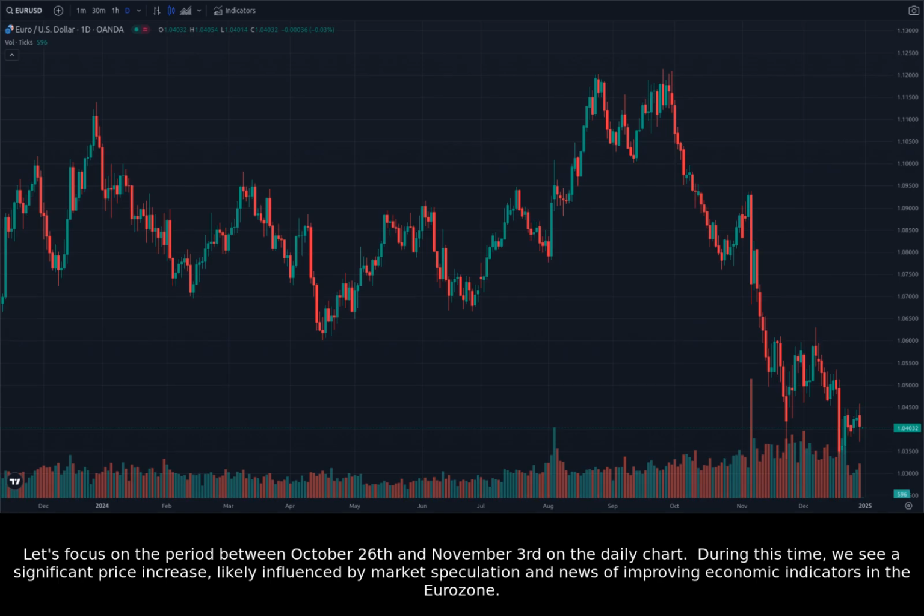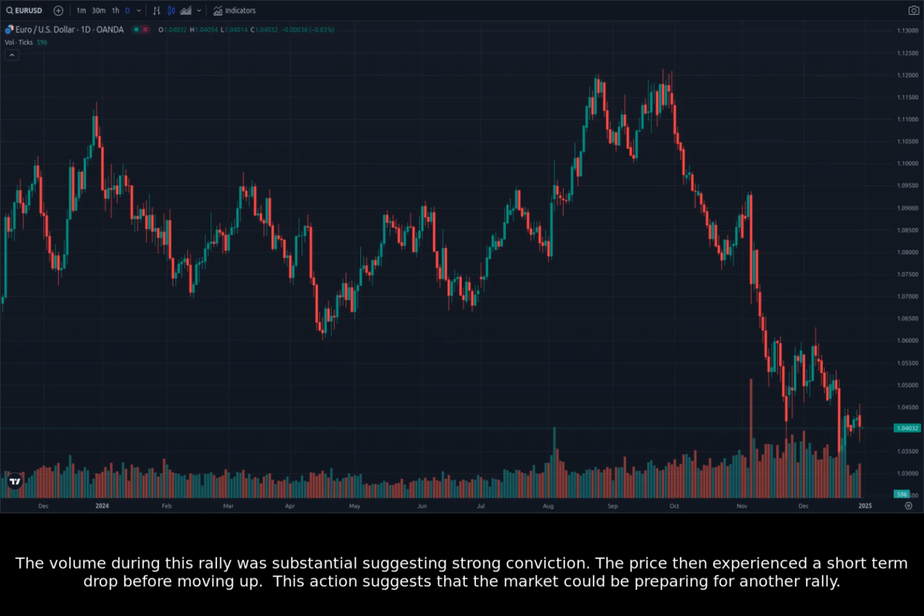During this time, we see a significant price increase, likely influenced by market speculation and news of improving economic indicators in the Eurozone. The volume during this rally was substantial, suggesting strong conviction. The price then experienced a short-term drop before moving up. This action suggests that the market could be preparing for another rally.